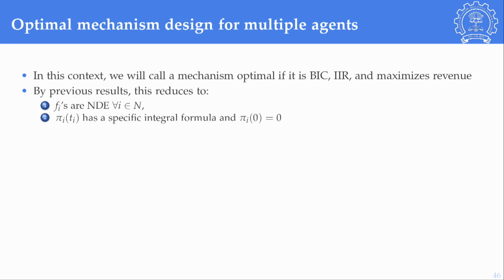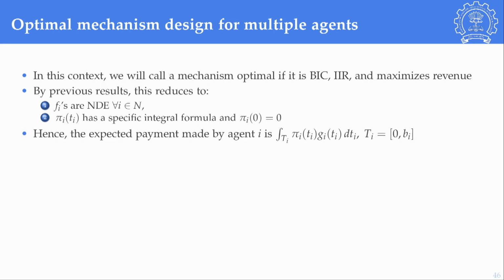And this pi_i(t_i) is the expected payment when agent i's type is t_i, that has a specific integral formula, and the constant of the integration should be 0 because that is a requirement. The IIR requirement is that it cannot be negative, and we are just setting it to the highest possible value. And our objective is the expected payment made by this agent i.